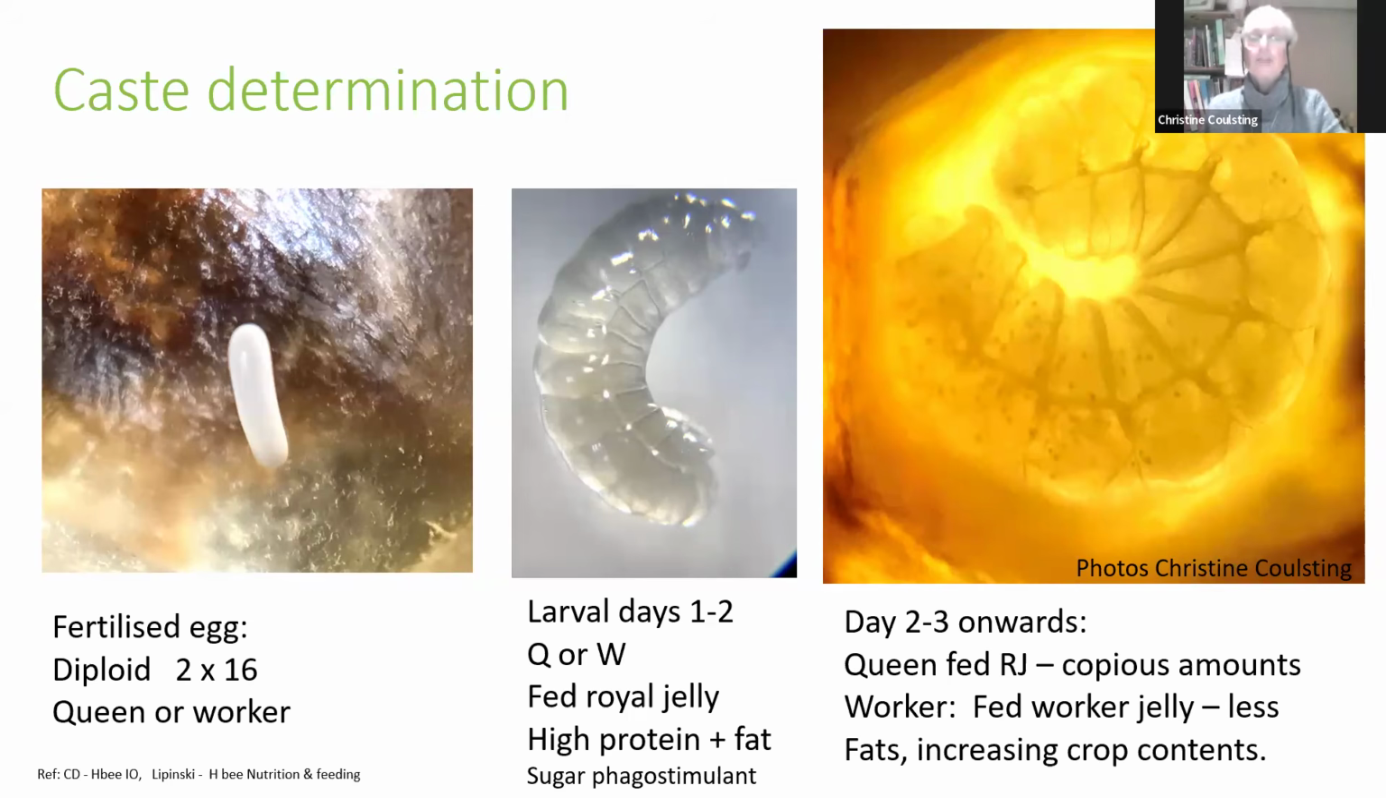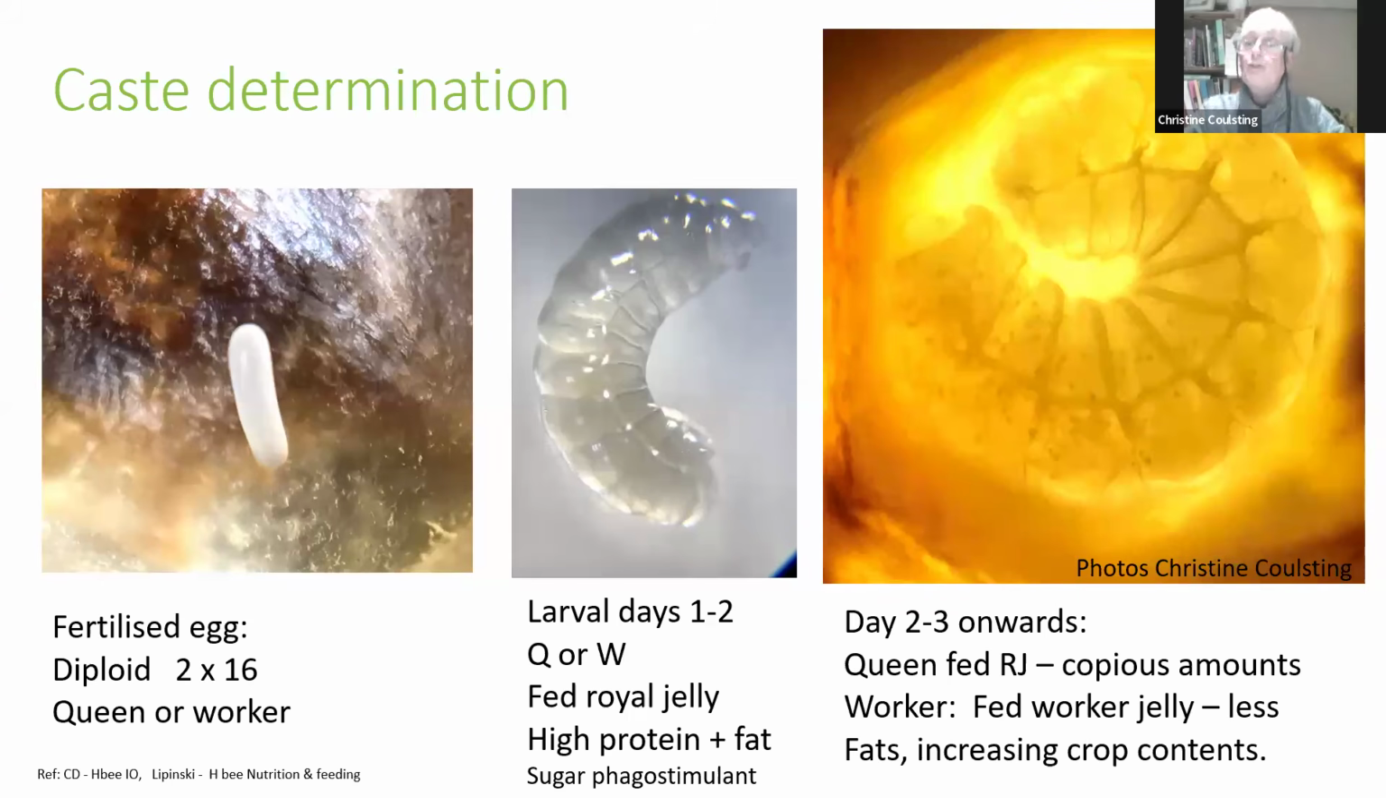In the first couple of days, either queen or worker are fed royal jelly, which is a high protein and fat mix. And they're also fed a lot of sugar if it's a queen, and that sugar acts as a phagostimulant to stimulate growth. It also turns on the endocrine system earlier and turns on certain genes for queen-like features and turns off worker ones.